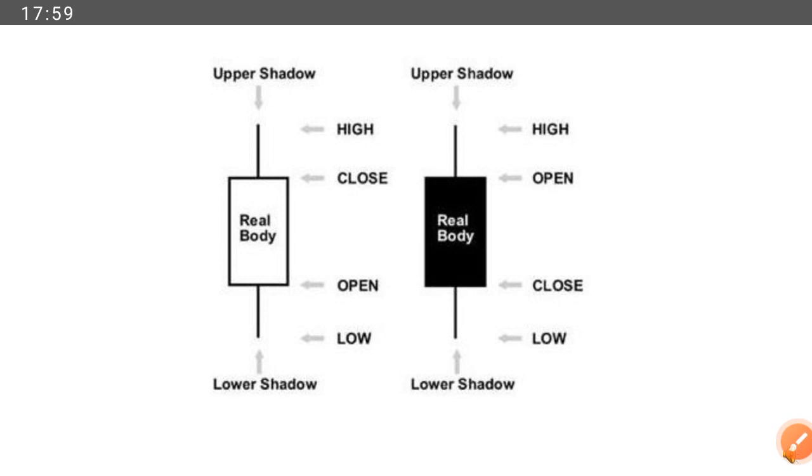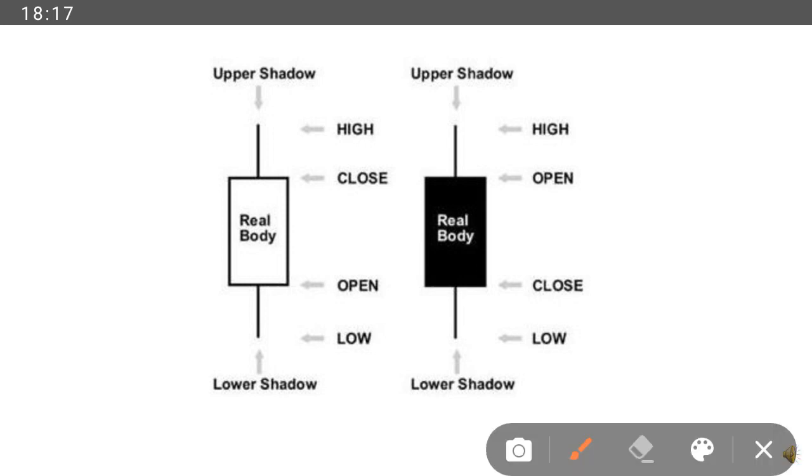Why is this bearish? This black one is a bearish candlestick. As I told you, you can use any color, but mostly people use white and black. People also use green and red. They use red for this one, while they use green for this. When I finish, I will show you a candlestick chart.